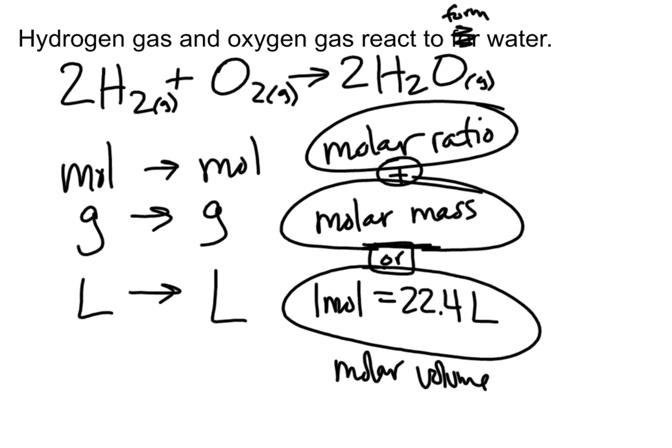So, knowing this, if I go from grams of one thing to grams of another, I'll use molar mass. If I go from liters of one thing to liters of another, I'll use the molar volume. But if I go from, say, grams to liters, well, if grams are involved, I need to use molar mass. If liters are involved, I need to use molar volume. So keep that in mind. If liters are involved somewhere in the problem, I need to use this value.